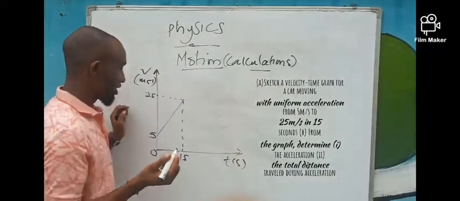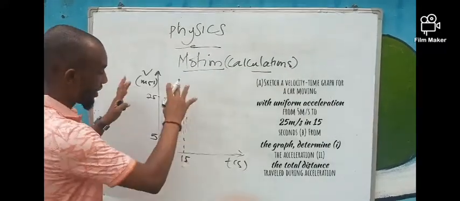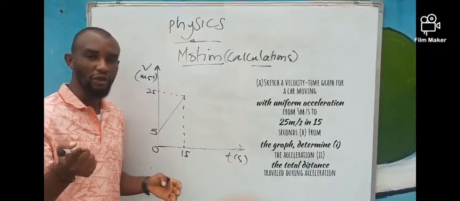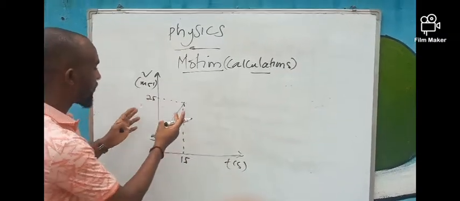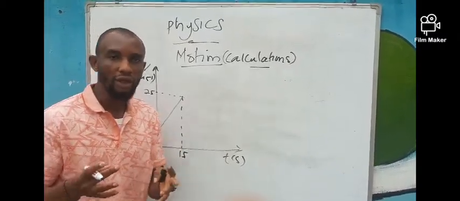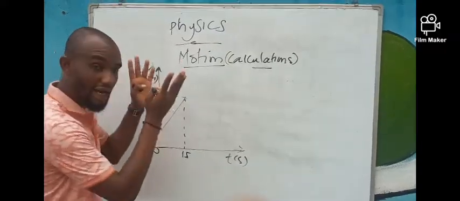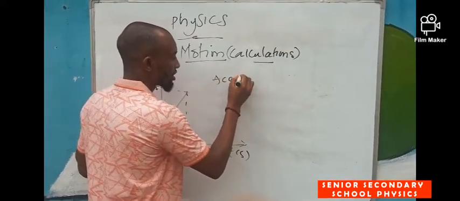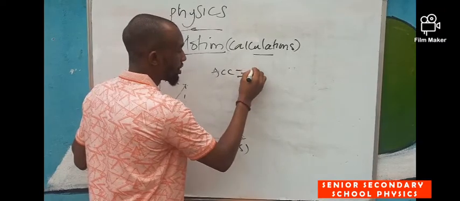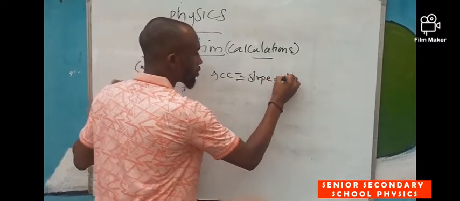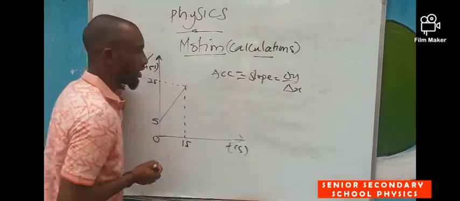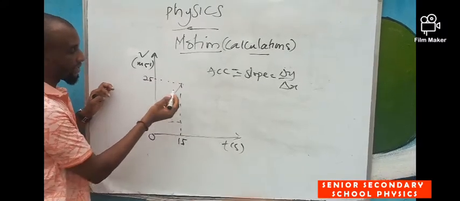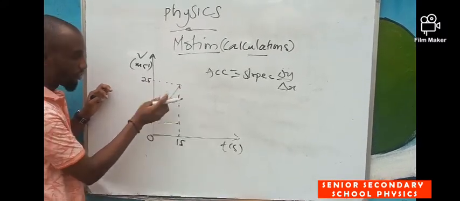Now, the first question says that we should first of all make a sketch of this, then solve for the acceleration. To determine the acceleration from your velocity time graph, acceleration equals the slope or the gradient of the uniformly accelerated region. So acceleration is equivalent to the slope, and the slope is change in y over change in x. Remember this is for the uniform acceleration, so I'm going to be concentrating here.